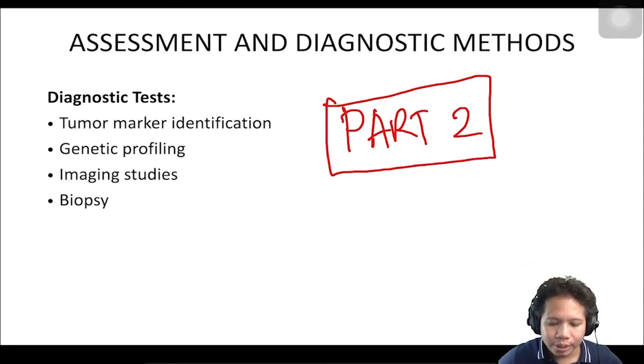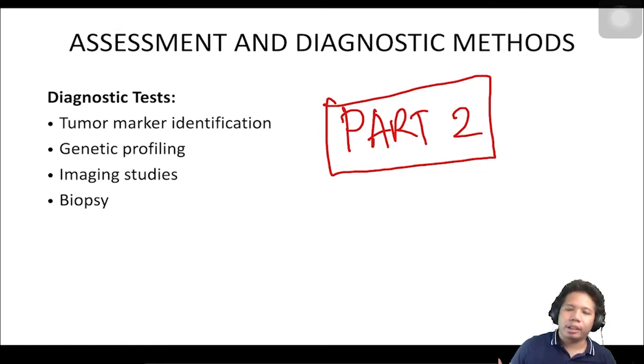Okay, so this one. Last time we discussed the clinical manifestations, the definition, the prevalence, and we also differentiated between the malignant and benign types of tumor. Now we're going to kick off by going to the diagnostic tests as discussed earlier. There are assessment and diagnostic methods in determining tumors or cellular aberration. It has these four, as stated last time: the marker identification, genetic profiling, imaging studies, and biopsy.